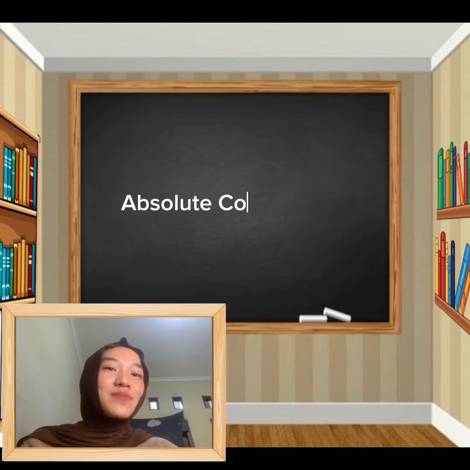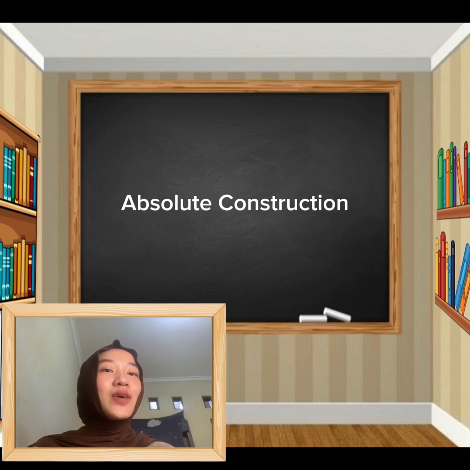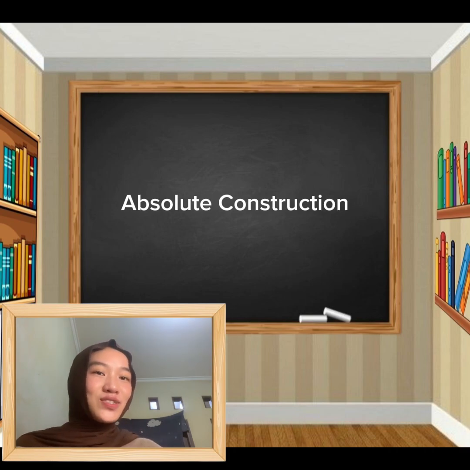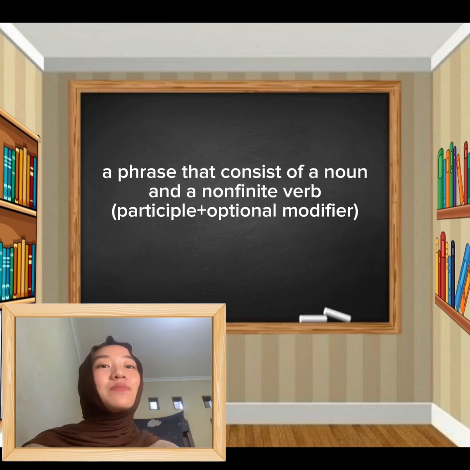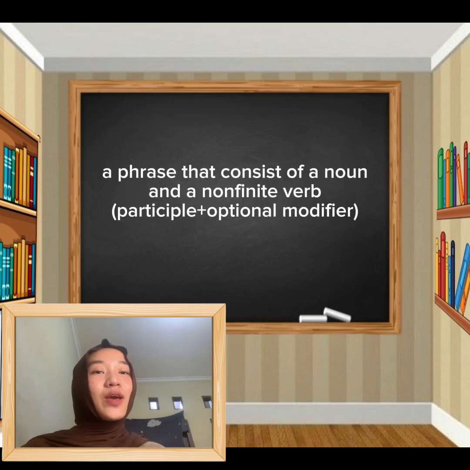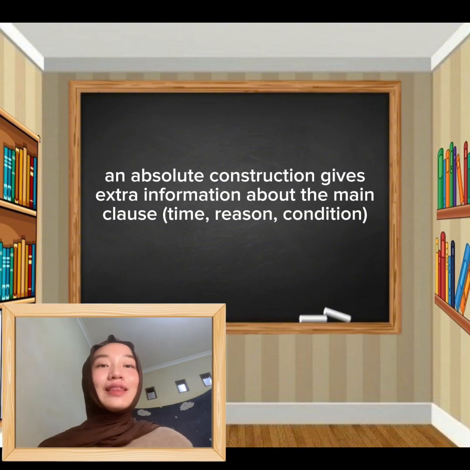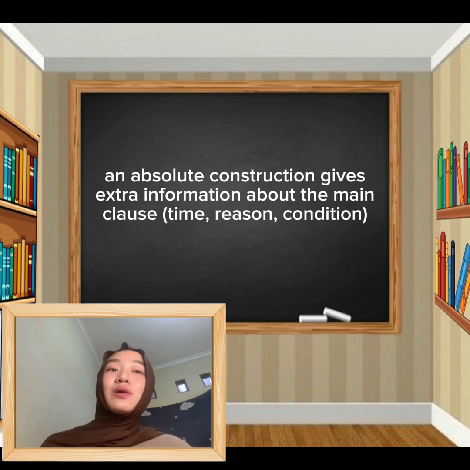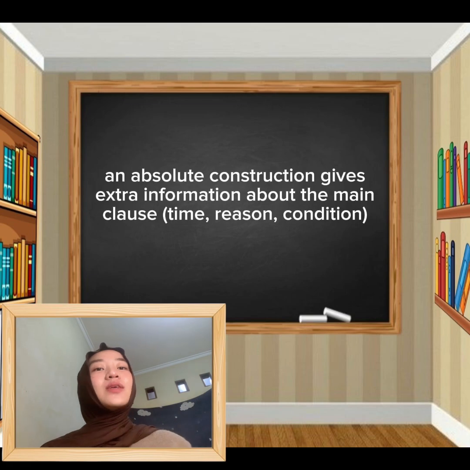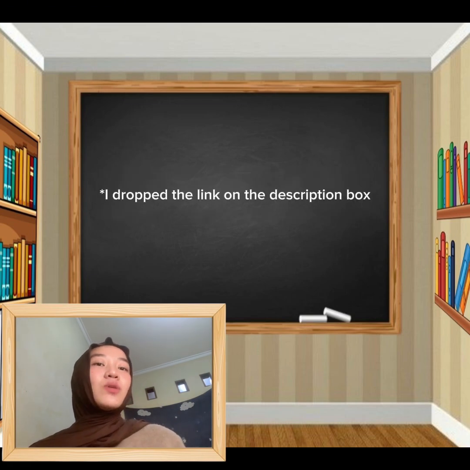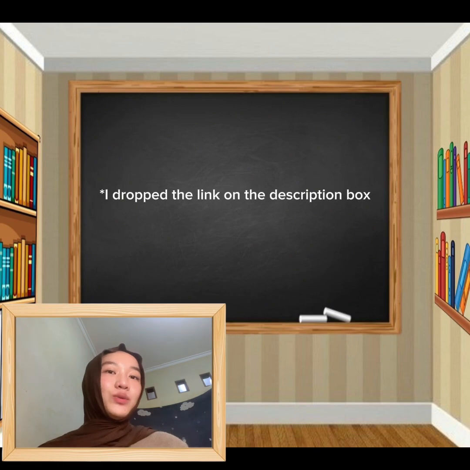In this video, I'm going to explain about absolute construction. It is part of advanced structure class. So let's get started. An absolute construction is a phrase that consists of a noun and a non-finite verb, such as participle plus optional modifiers. It looks like a short sentence, but it doesn't have a main verb that connects directly to the rest of the sentence or to the main clause of the sentence. What does it mean? So, in simple terms, an absolute construction gives extra information about the main clause, such as time, reason, or condition. These details will be explained by my friend in the other video.